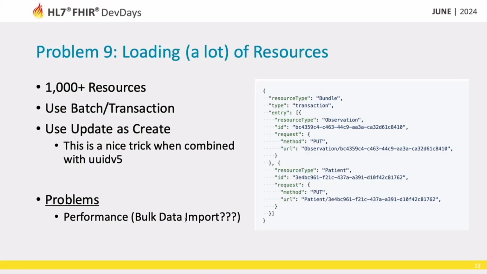Okay, we may have 1,000 resources. We may have 10,000 resources. We may have 20 or 30,000 resources. So the general advice here is, well, definitely use batch transaction and use update as create. This is a fun trick in FHIR. Not every server supports it, but you should probably use one that does if you're doing this. Bulk data import? That would be nice. It is technically in a draft state.